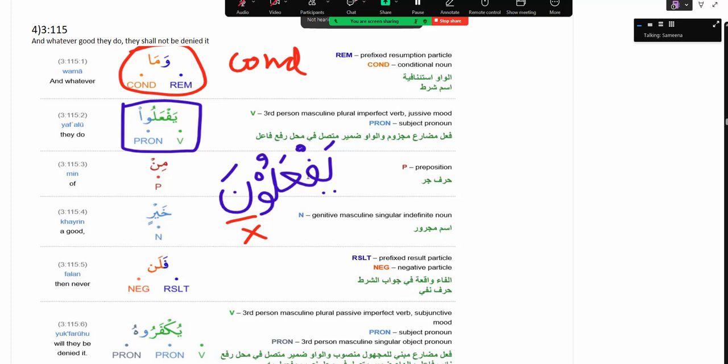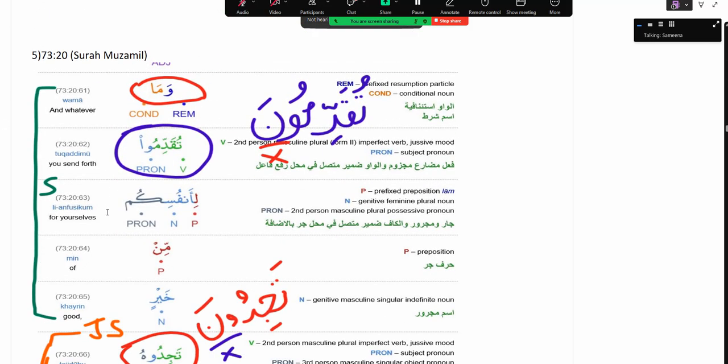Next example is wama yaf'alu min khairin falan yukfaruh. And whatever they do of good, then never will they be denied. So ma is a conditional article. Yaf'alu becomes majzoom. It was yaf'aluna. The noon drops because of the conditional article ma. And whatever they do of any good, then never will they be denied. That is the jawab shart.